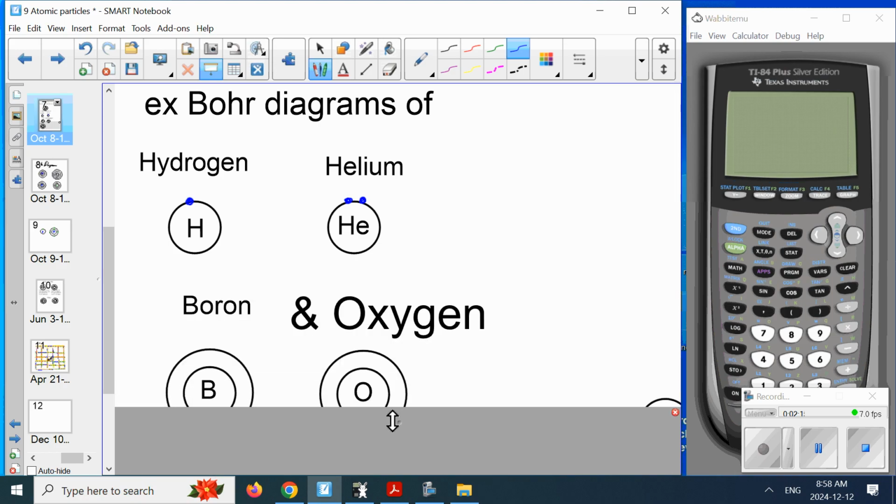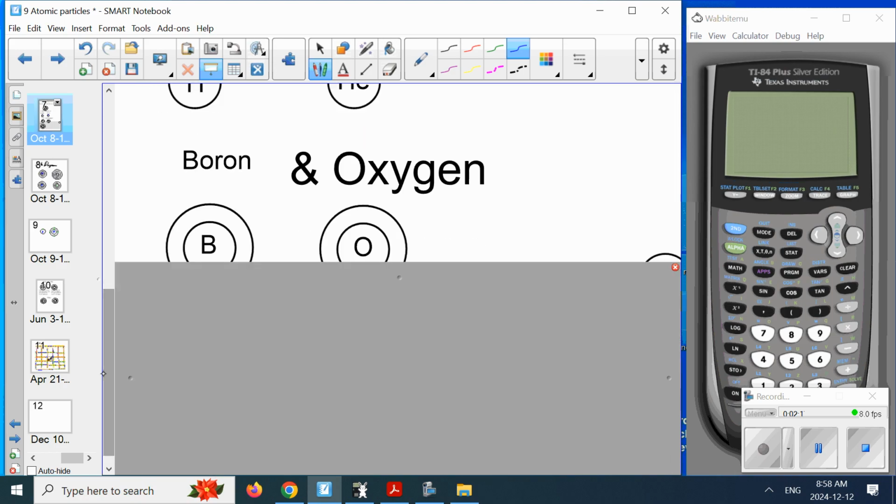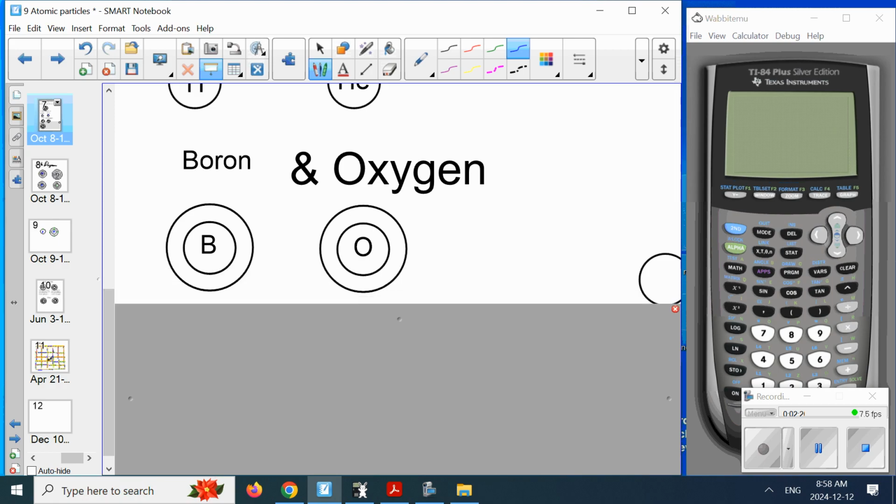Boron and oxygen. Let's try those. We'll do boron first, obviously. Now they're both in the second row, or second period, to be precise. So we're going to use two rings. Draw B for boron, two rings, as best you can. And all we do is count from left to right on the periodic table. I'll show you what I mean.